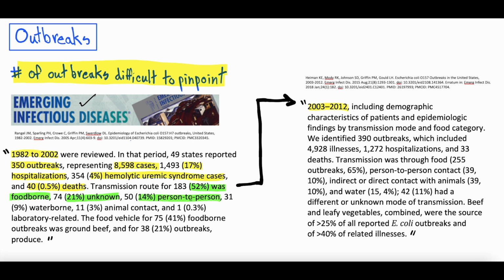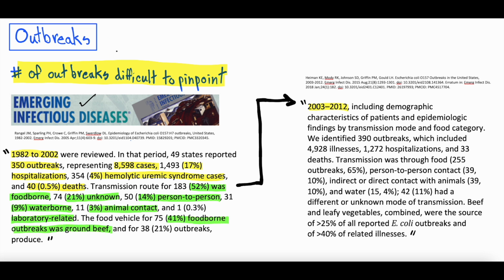And we're going to get into this too, because this is a disease that can be transmitted person to person, particularly through the fecal-oral route, which is something we'll talk about. About 10% were waterborne, contaminated water. 3% were animal contact. And then a very small amount were laboratory related. The food vehicle for about 40% of them was ground beef. And you'll see this throughout this discussion.